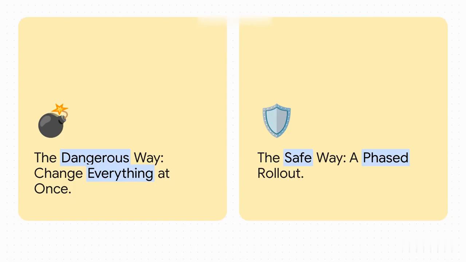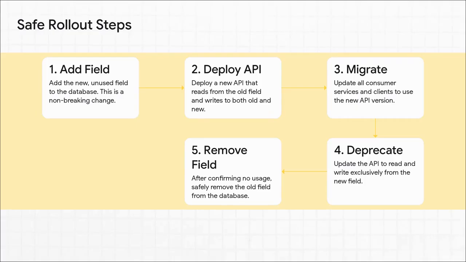You have got to resist the temptation to just change everything all at once. That big bang approach, that's exactly how outages happen. The safe, resilient path is always a phased rollout, a really carefully orchestrated sequence of steps. And this right here illustrates that safe path perfectly.